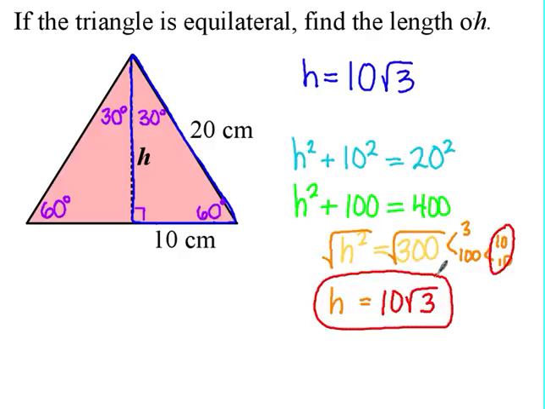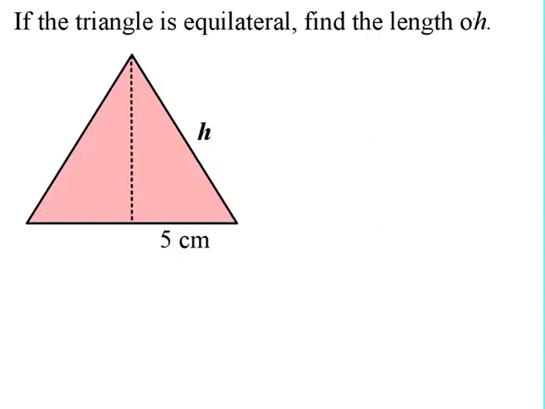Okay. So remember in a 30, 60, 90 triangle, the side opposite 30 is always half the hypotenuse. The side opposite 60 is always root 3 times the shortest side. So if the triangle is equilateral, find the length of h. Did we just do an equilateral one? Yep. So we just did an equilateral one, so we could go through and label. Here's 60 degrees. Here's 60 degrees. We know this is perpendicular. This is 30. This is 30.